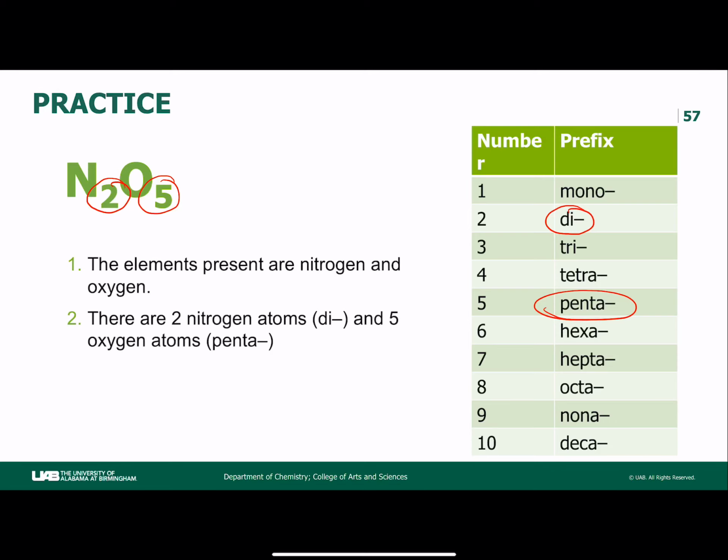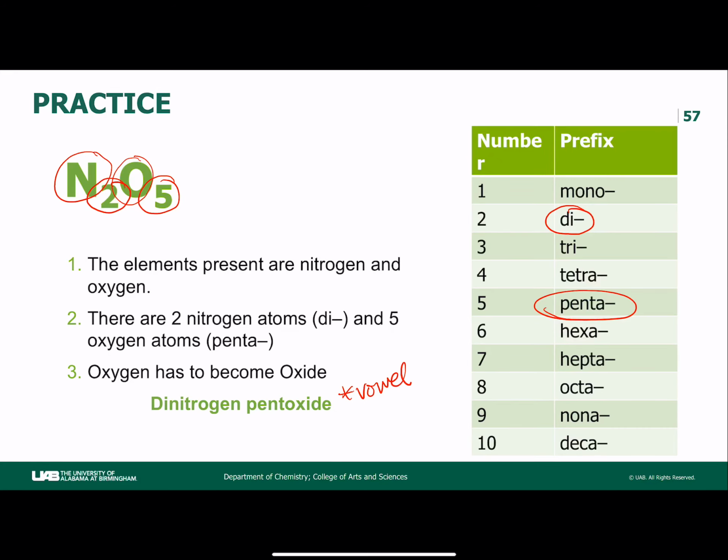And then your third thing was to remember that this first element just gets its name, but this second element, oxygen, we have to change to "ide" at the end. So oxygen has to become oxide. When we name it, we have dinitrogen pentoxide, because we have the vowel thing that we saw on the last slide.